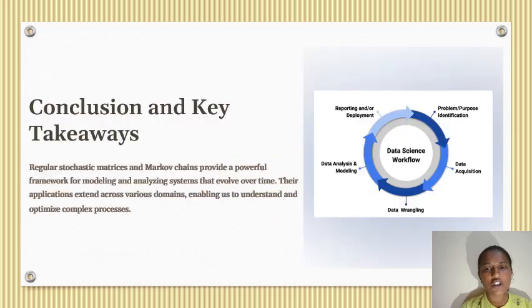Let us see the conclusion and key takeaways from Markov chains and stochastic matrices. Regular stochastic matrices and Markov chains provide a powerful framework for modeling and analyzing systems that evolve over time. Their applications extend across various domains, enabling us to understand and optimize complex processes.